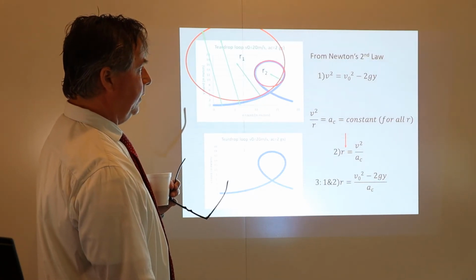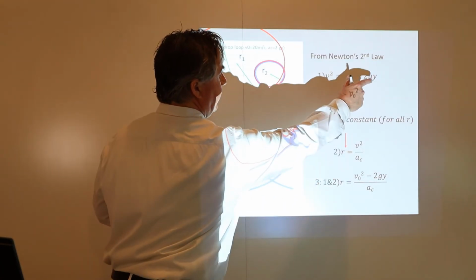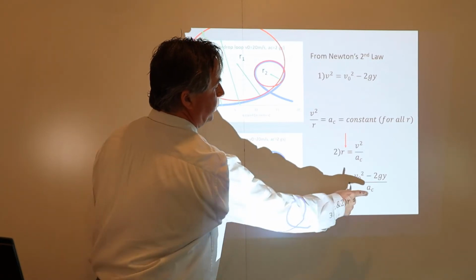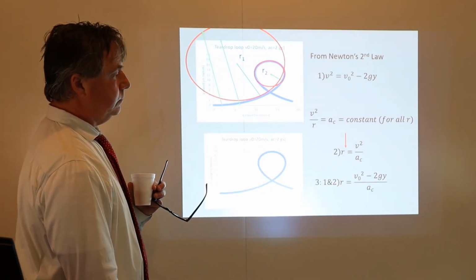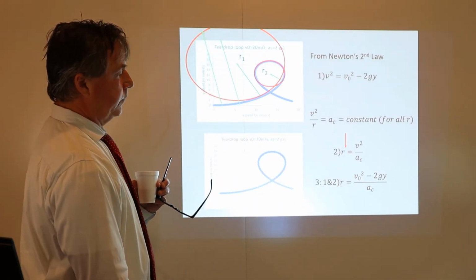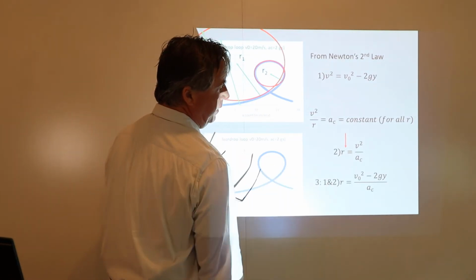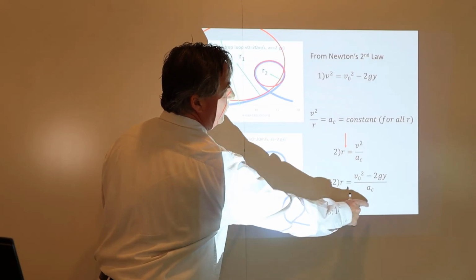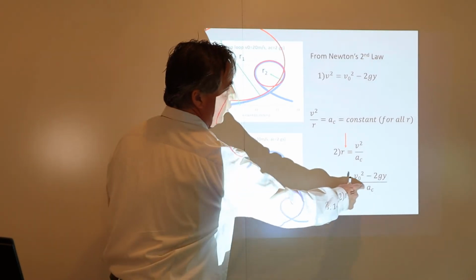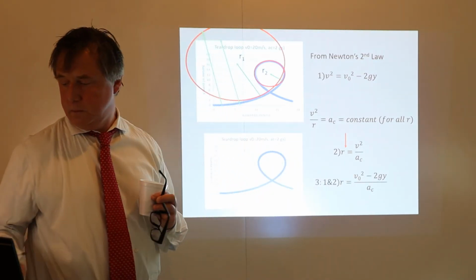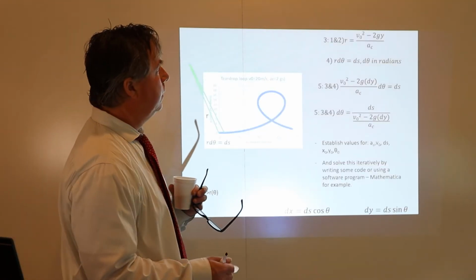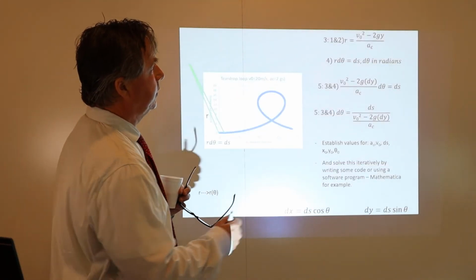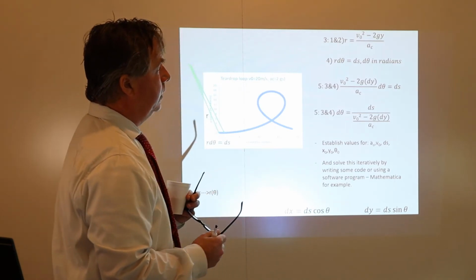Combine equations 1 and 2. So I'm going to substitute this for v squared. I end up with this equation. So this is giving me the radius as a function of y, and these are established values, assumed or entered values. So this is again from the prior page.